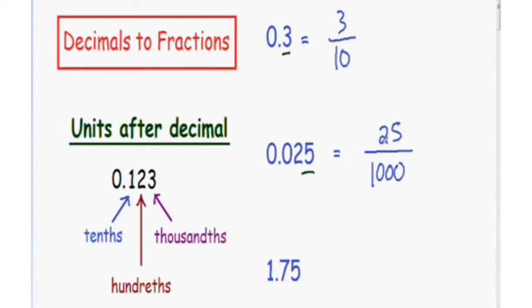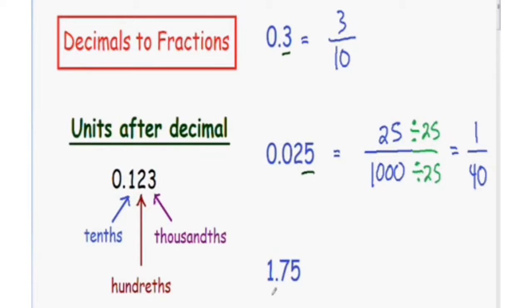We can't leave this as a final answer because 25 can divide both the numerator and the denominator. So we begin by dividing the numerator by 25 and also the denominator. 25 divided by 25 for the numerator, we get 1. 1000 divided by 25 gives us 40. So the final answer is 1 over 40, because 1 over 40 cannot be reduced any further.